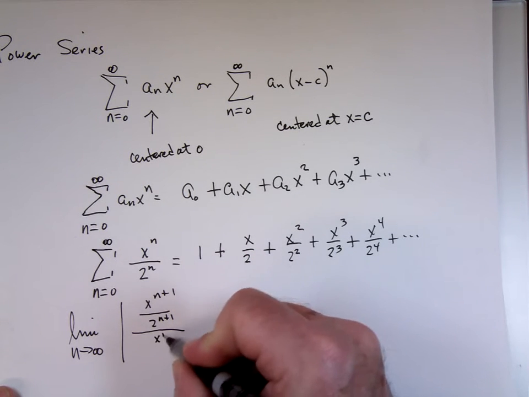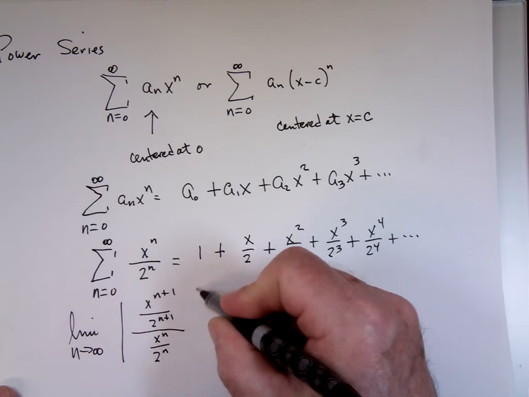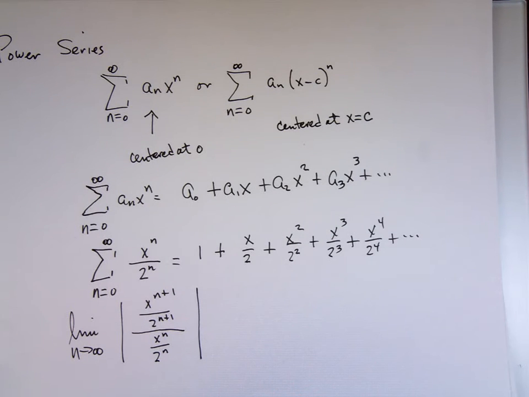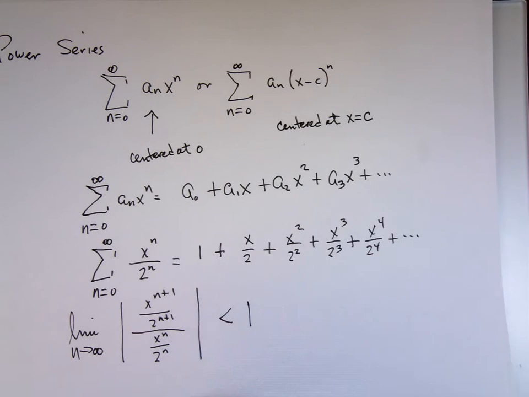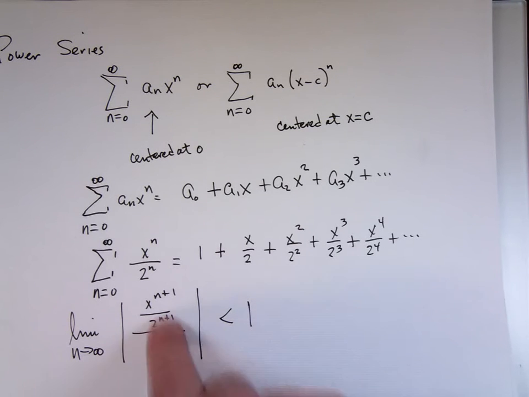And what we want to do is find the x's that cause this limit to be less than 1, because it's those x's that will cause this series to converge by the ratio test. This is the ratio test. And for the x's that make this less than 1, this series will converge. Okay? So let's see what happens.